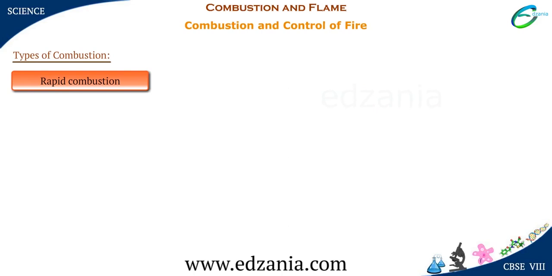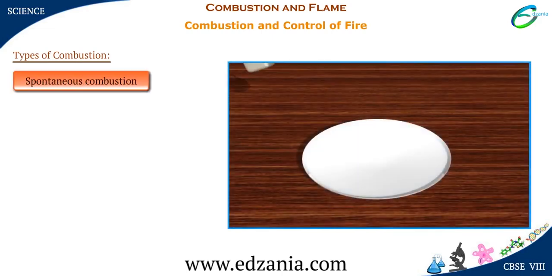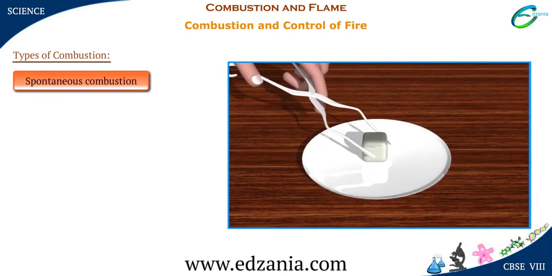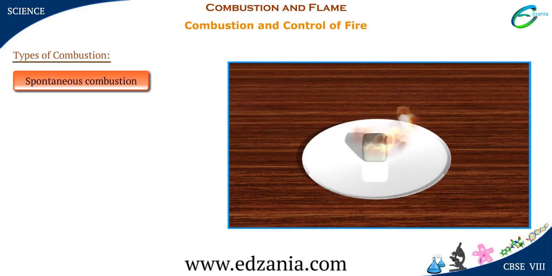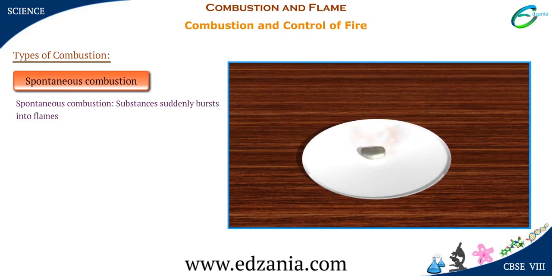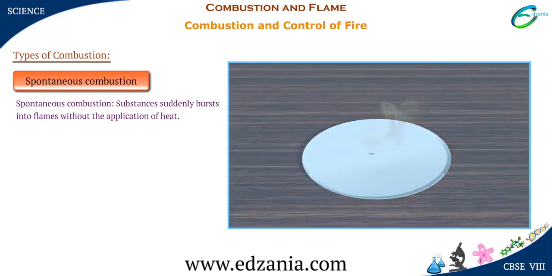Bringing a matchstick near a gas stove and burning of magnesium wire in air are examples of rapid combustion. Substances like white phosphorus spontaneously catch fire at room temperature. The combustion in which substances suddenly burst into flames without the application of heat is called spontaneous combustion.